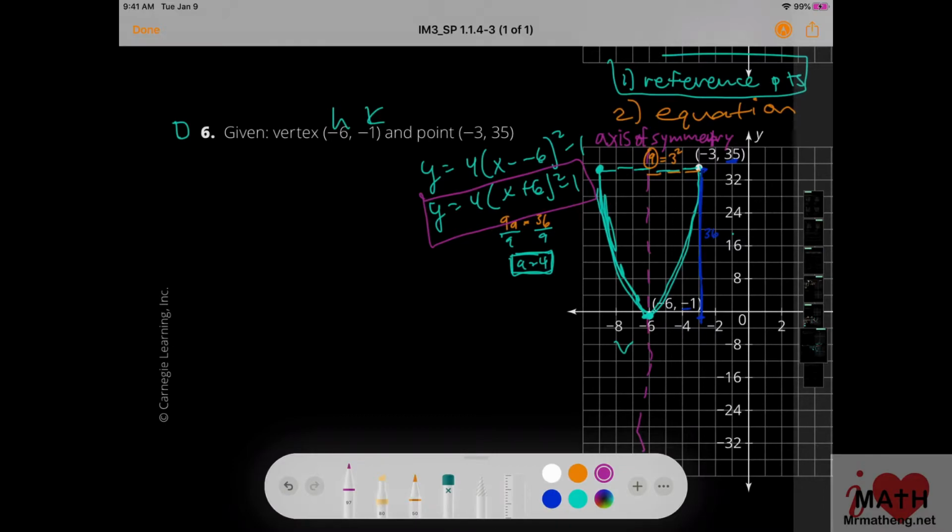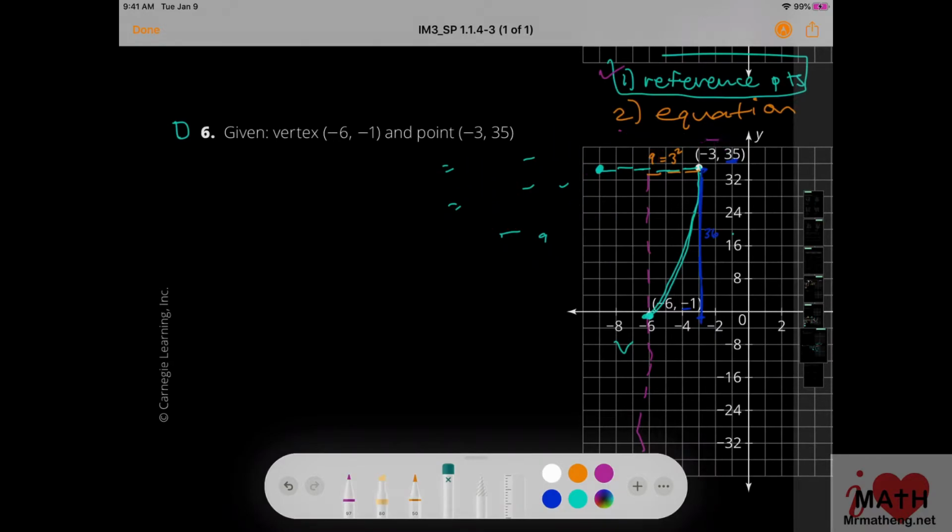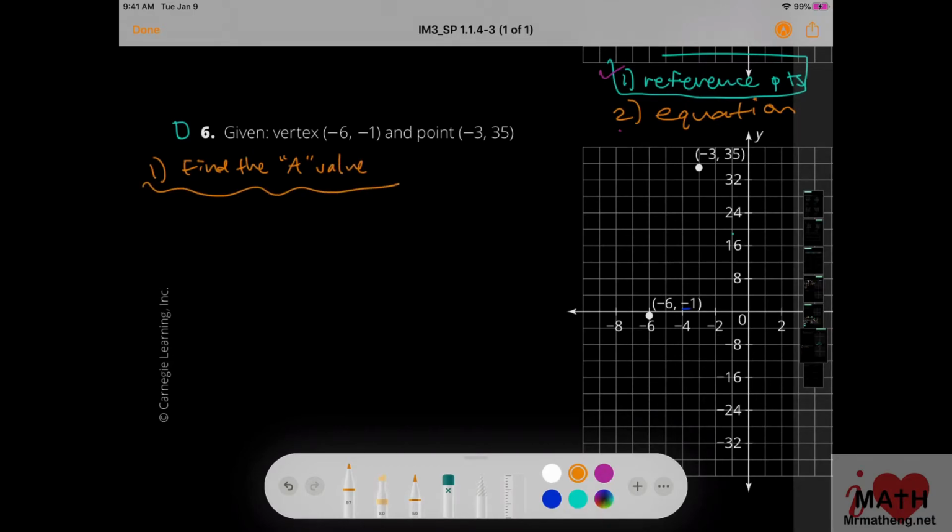All right, let's erase that. Let's say you don't understand reference points. So we just did that one. Now let's do number 2. Do lots of erasing here. It's kind of fun erasing. Everything nice and clean. Okay, what do we do for the equation? Previous problems we just did: number 1, find the a value, and then number 2, write the equation.